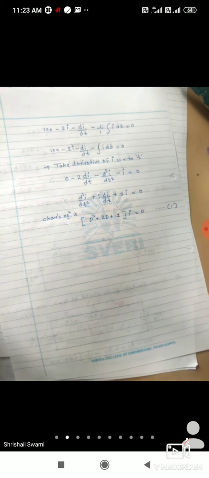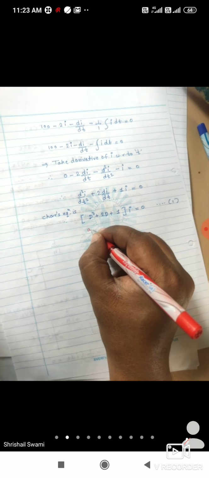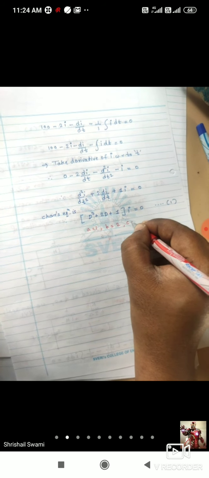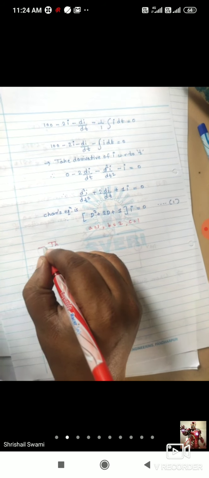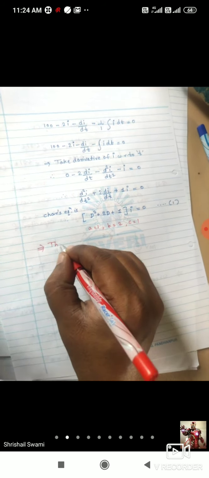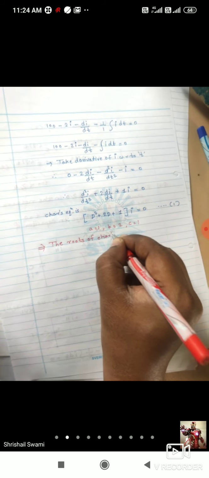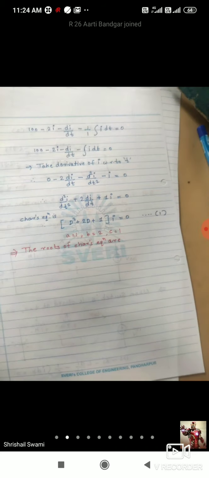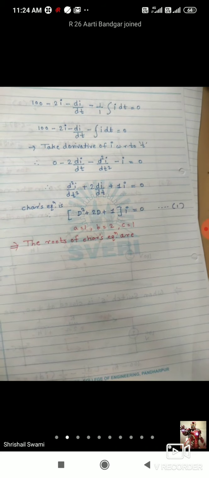Okay, therefore आता रूट सांगा मला. इथे a is equal to 1 आहे, b is equal to 2 and c is equal to 1. Therefore the roots of characteristics equation are डायरेक्टली तुम्ही कॅल्क्युलेटर मधून काढू शकता किंवा -1 बरोबर आहे.